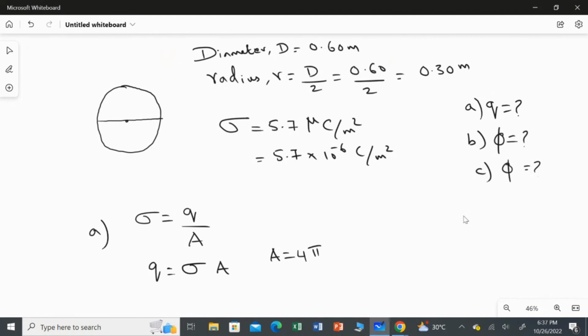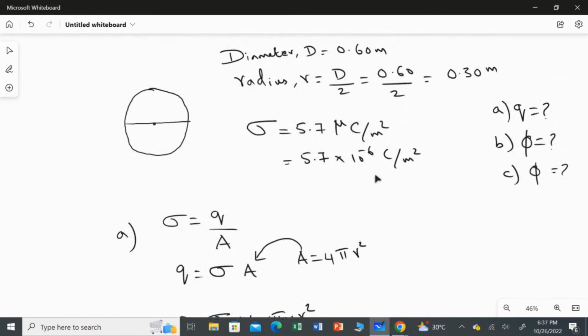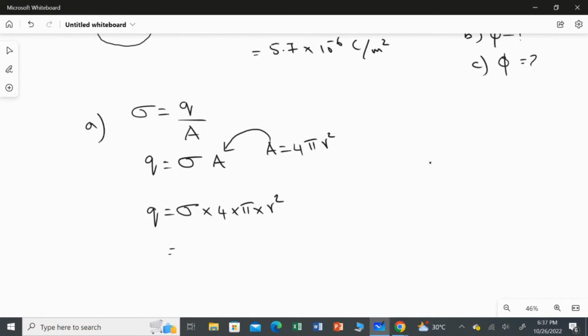The formula for the surface area of the sphere is 4 pi r square. So you have to substitute this formula here. Once you substitute the formula here, you will easily find the value of the charge. Therefore, sigma multiplied by 4 multiplied by pi multiplied by r square. Clear? Now I am going to substitute the value. What's the value of sigma? They already gave the value in the question. It's 5.7 micro. So 5.7 multiplied by 10 to the power of -6 multiplied by 4 pi multiplied by the radius of the sphere.